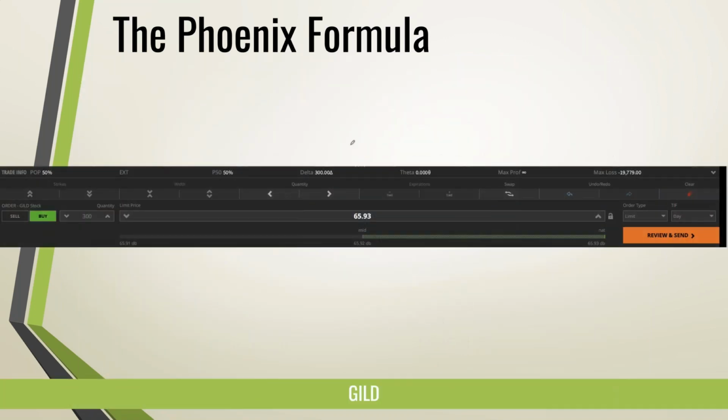Now we're going to have to trade it the best possible way. Well, if we want to buy 300 shares of Gilead at $65.93, it would cost $19,779. But if we want to buy 3 contracts, which represents those 300 shares, and have the right to own them for 29 days, it's going to cost us $2.40 times 300, which is $720. Okay? So instead of risking $20,000, we could do the same trade for just $700.